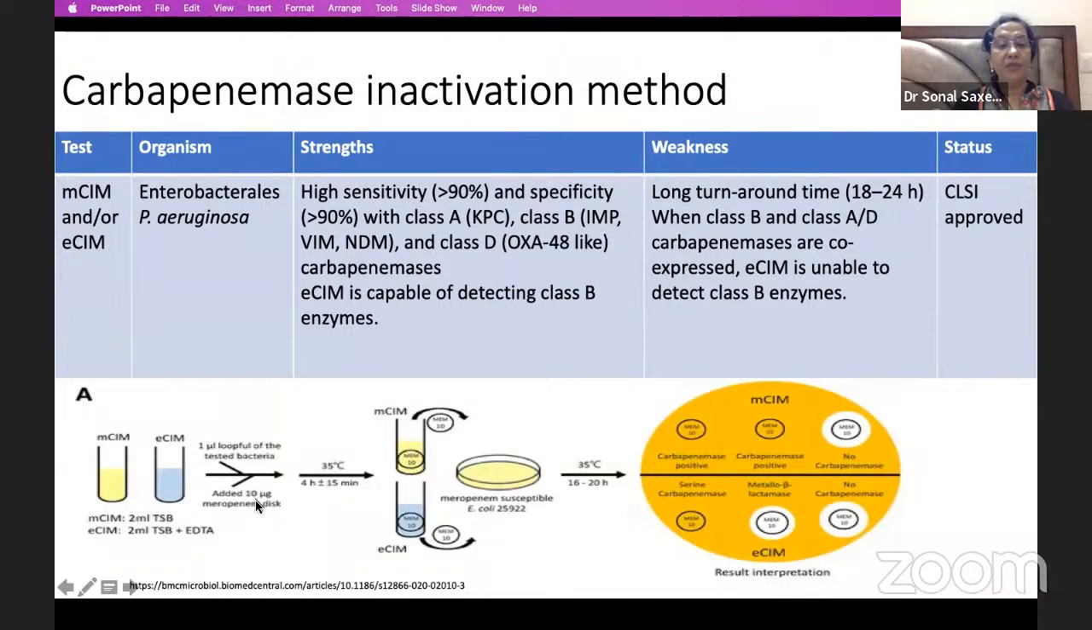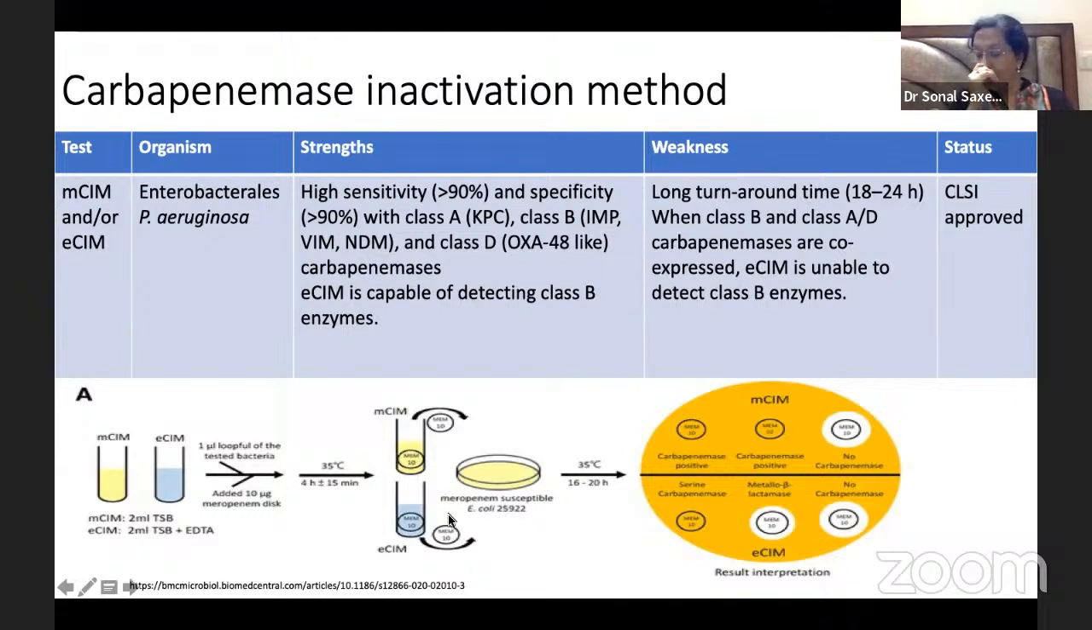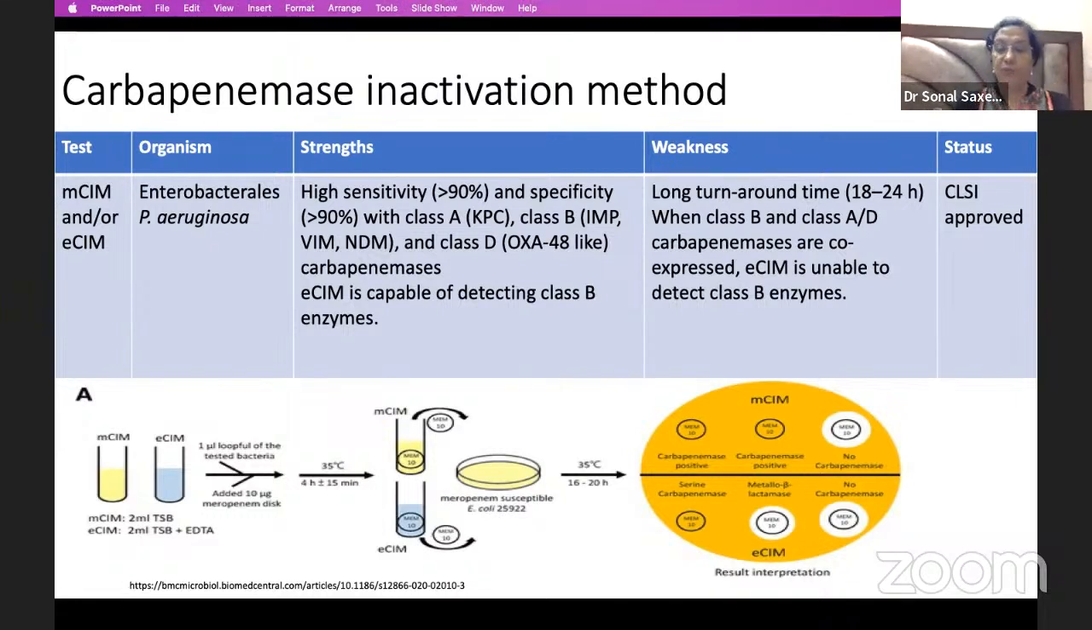What happens now is that if the isolate is producing carbapenemase, it will destroy the meropenem disc, whereas if it is not producing, then it will not destroy it. Secondly, the enzyme we are testing here is a metallo-beta-lactamase, so EDTA will bind to that metal and make it inactive. Now you take out the disc and place it on your ATCC, normal E. coli 25922, which is susceptible to meropenem.